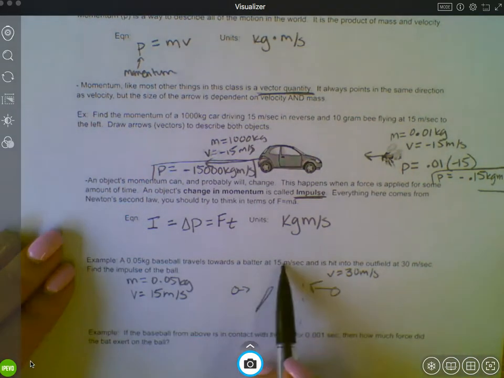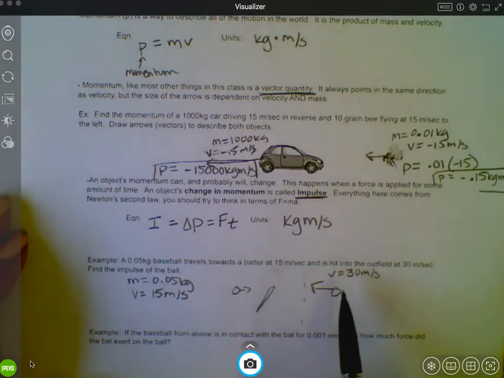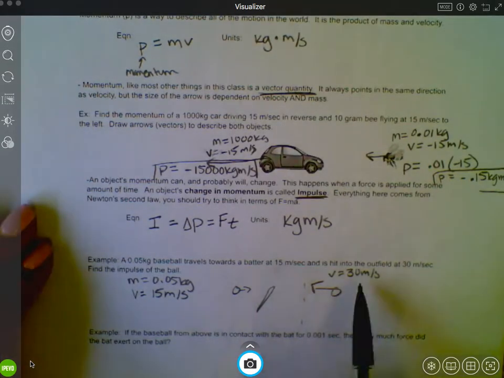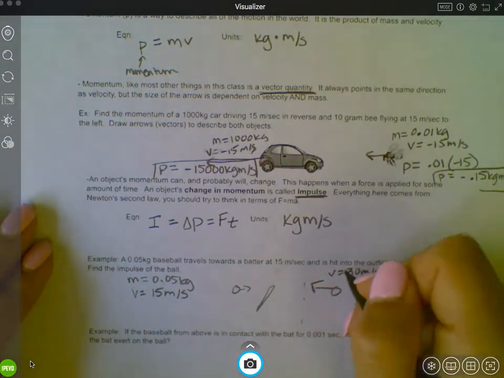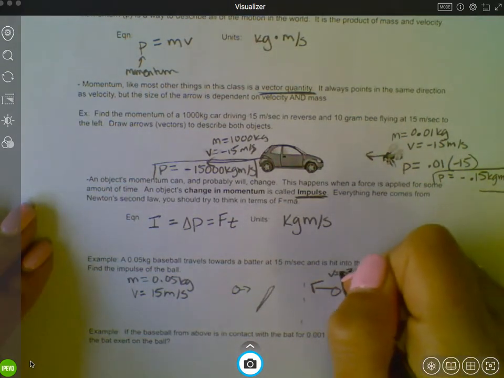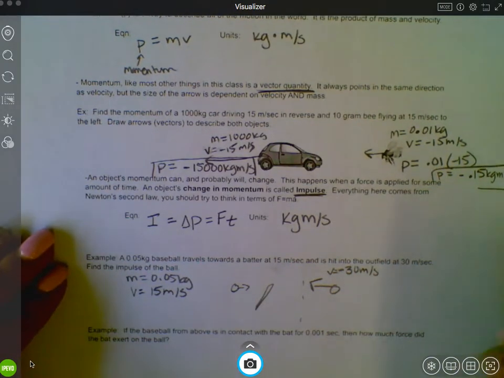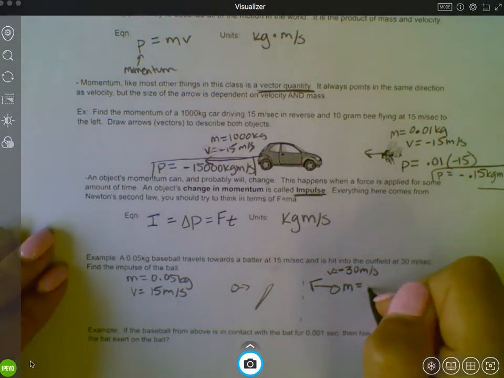So initially I have the ball going to the right. If the ball is then hit into the outfield at 30, I'm going to assume that the bat hit the ball the opposite direction at 30 meters per second. So this is actually going to be a negative 30 meters per second. Find the impulse of the ball. Well, the mass stayed the same.